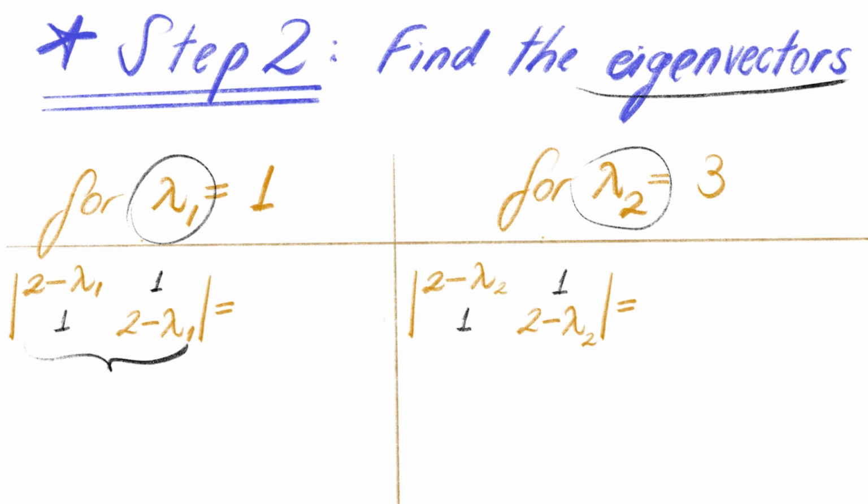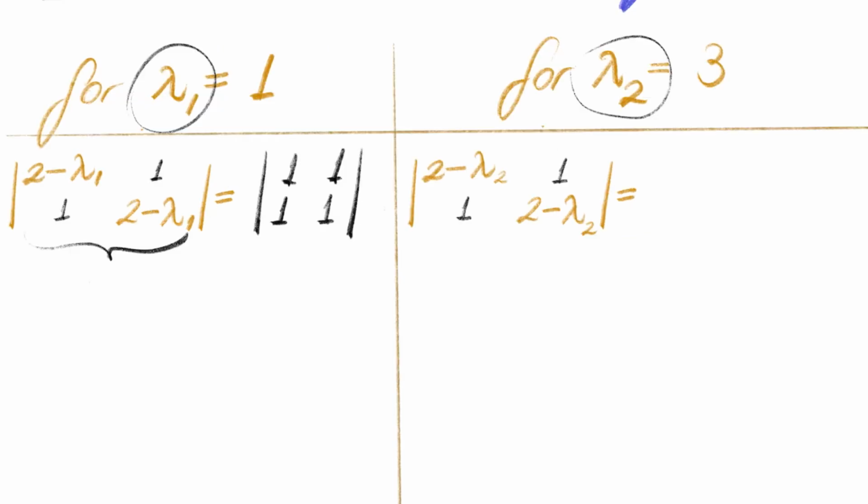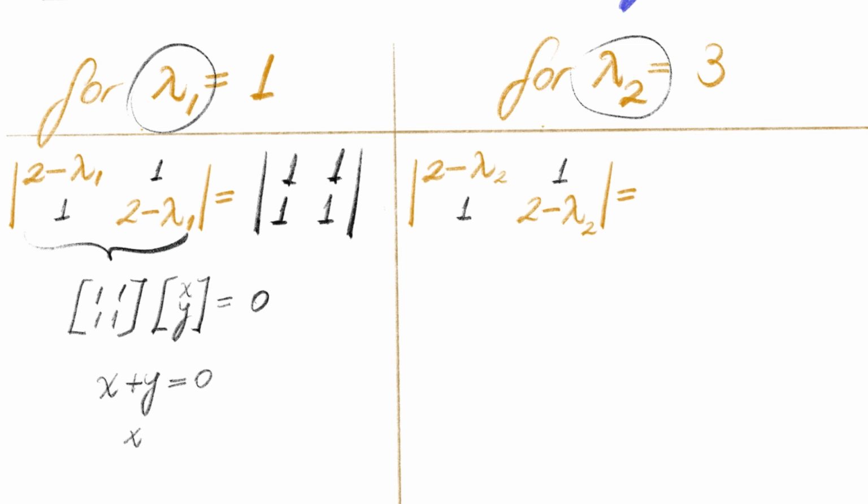Remember, this is the characteristic equation, A minus lambda I. And this has to be 2 minus 1, 1, and 1 stays the same. This one stays the same too, and 2 minus 1 is 1. Then we can find our eigenvectors by setting the equation. So this is what we just found, and this is the eigenvector. And we need to set it equal to 0. So from either row, this is what we get, which means x equals negative y. So our first eigenvector has to be 1, negative 1.